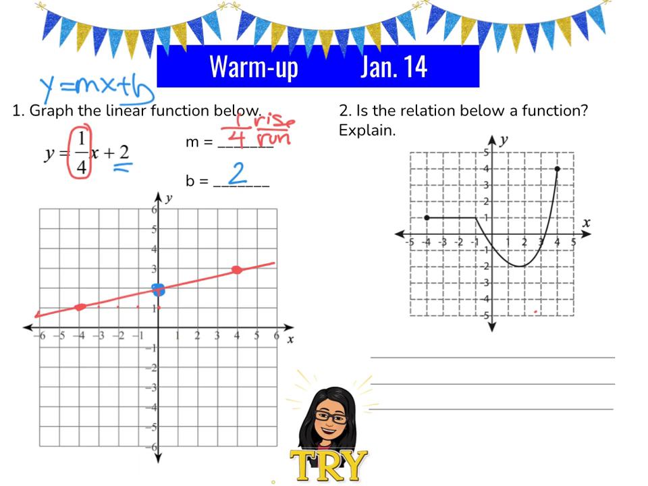Now let's go to number 2. It says, is the relation below a function? So in order for a relation to be a function, x cannot be repeated. So here what we're going to do is, since it's a picture, we are going to use our vertical line test. So I'm just going to draw some vertical lines through our relations. All right. And I'm going to mark, so here you have a point there.